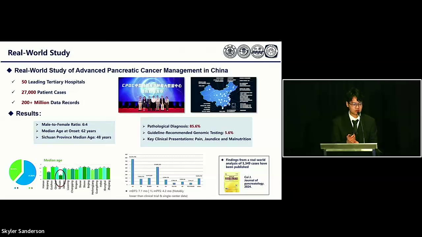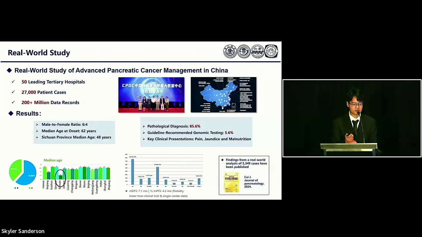About 6 years ago, my supervisor, Professor Liu Wang, led a real-world study of advanced pancreatic cancer management in China. This is the largest real-world data platform of advanced pancreatic cancer in China, with 50 hospitals participating and including 27,000 patient cases with 200 million data records.